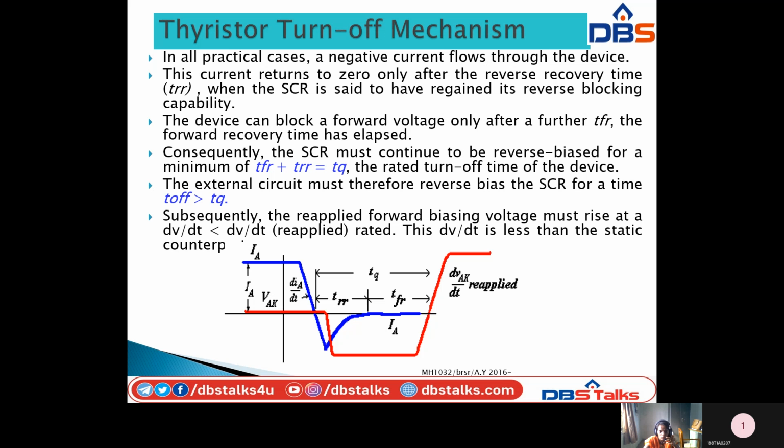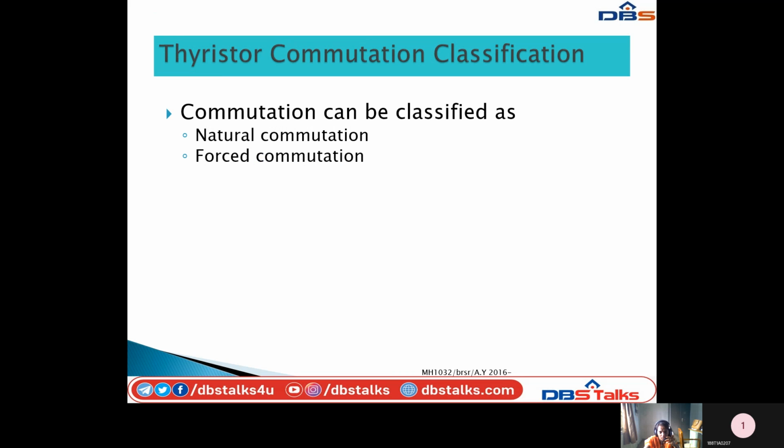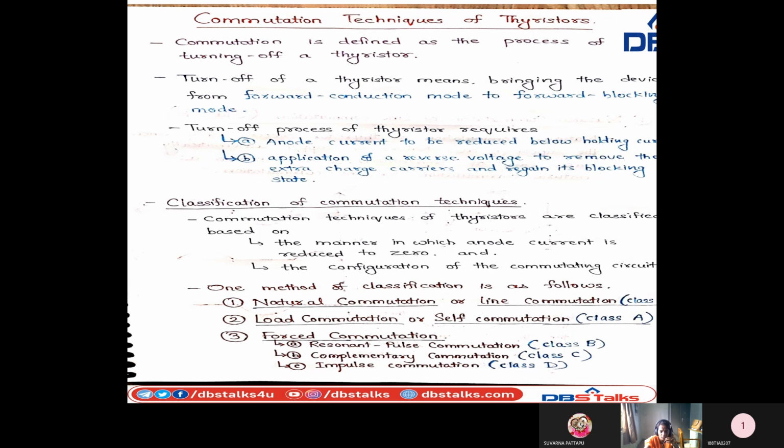Next, thyristor commutation is classified into two types: natural commutation and forced commutation. These are the commutation techniques of the thyristor. Commutation is defined as the process of turning off a thyristor. Turning off means bringing the thyristor from the forward conduction mode to the forward blocking mode.